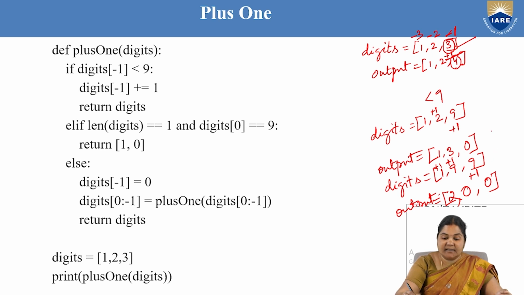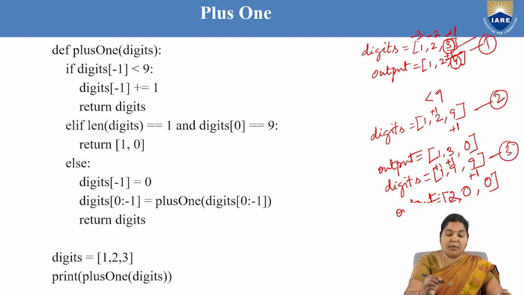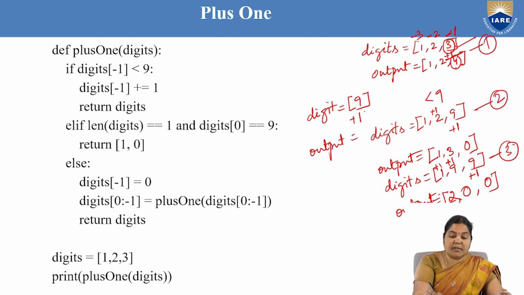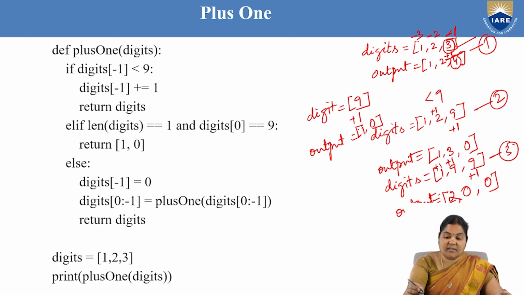So my answer should be 2, 0, 0. Right? This is test case number 1, this is test case number 2, this is 3. And one more test case is there. If my digit contains only a single digit 9, after adding 1, how will my output look? My output will look like 10, which is 1, 0. So this is my fourth test case.